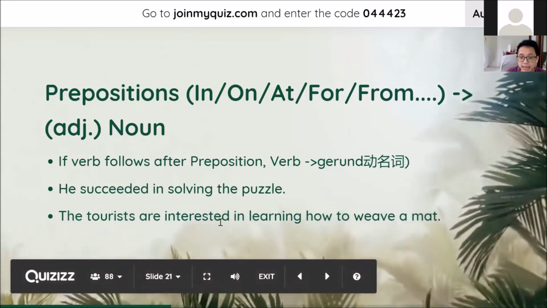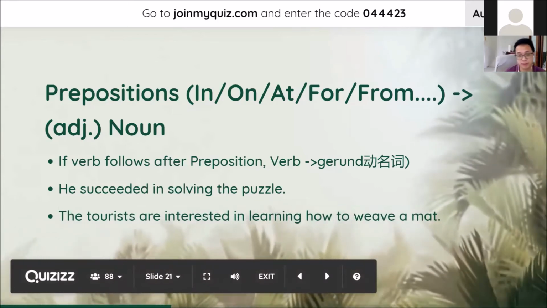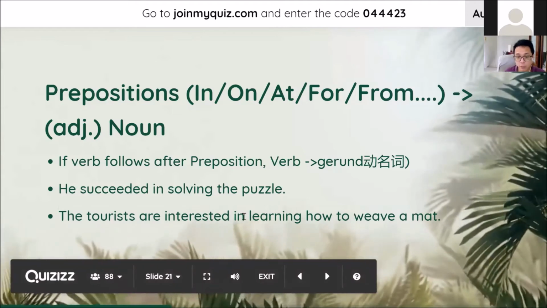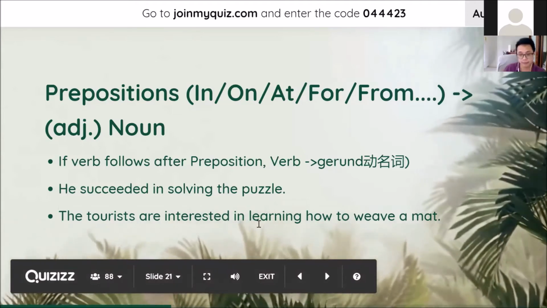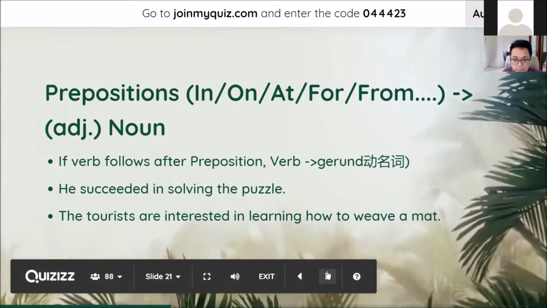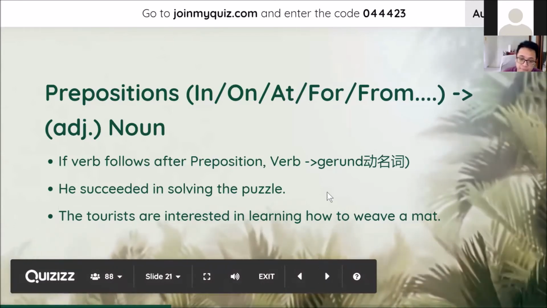Okay, the tourists are interested in learning how to weave a mat. Okay, they want to learn how to weave a mat. 可是这边前面有一个 in，所以它的 learn 变成 learning. Okay, and next one.